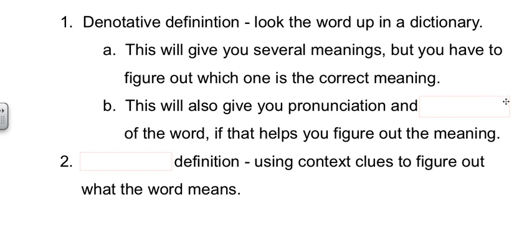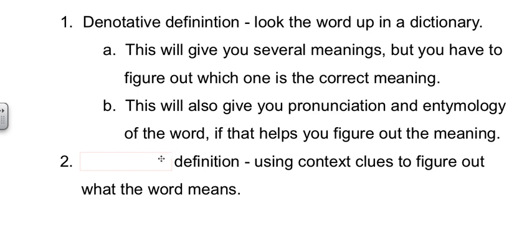They will also give you in a dictionary pronunciation and etymology, which is how the word came about, where it came from. Is it Latin? Is it Greek? Is it any of those languages? And that might also help you figure out the meaning.